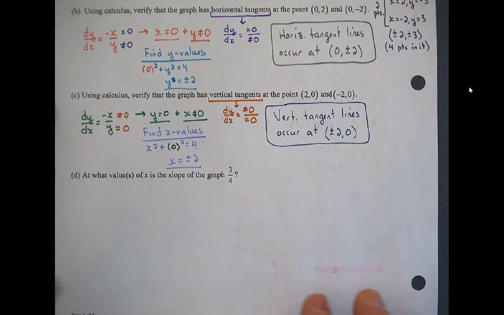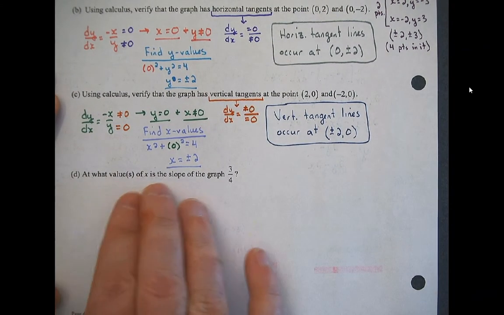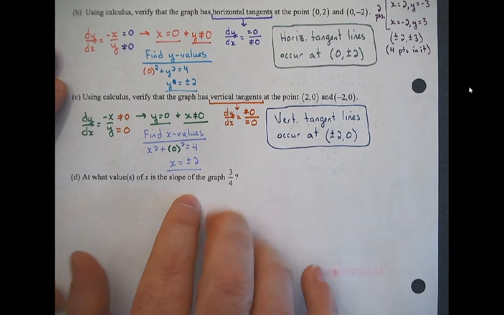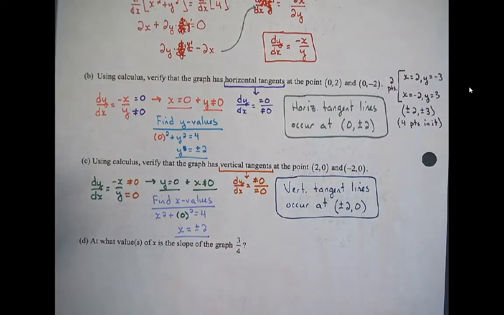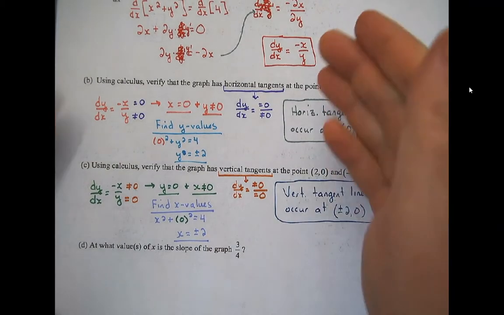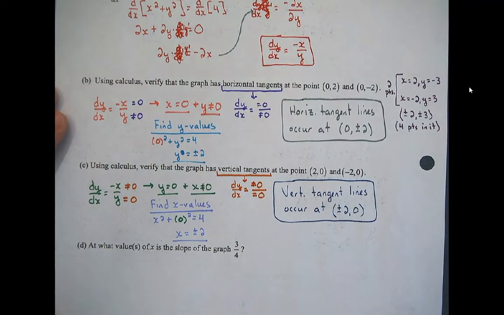All right, so at what values of x is the slope 3/4? The idea of this whole example is to show you that if you want to figure out where the slope is at a certain value, you take the derivative and you set it equal to that slope.